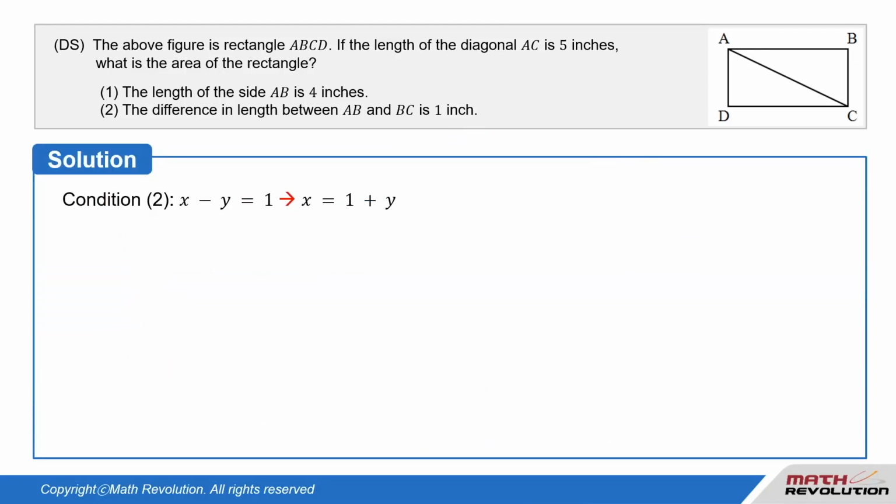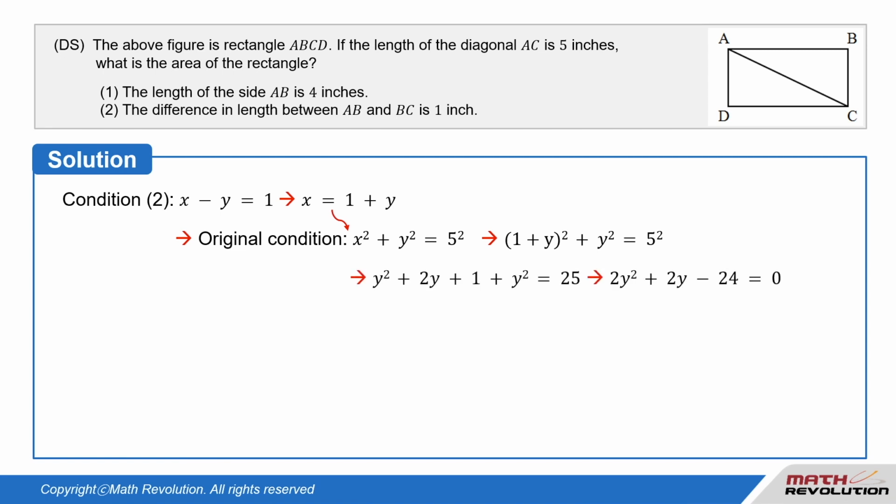Condition 2 tells us that x minus y equals 1, or x equals 1 plus y. Therefore, substitute y plus 1, or x, in x squared plus y squared equals 5 squared to get y plus 1 squared plus y squared equals 5 squared. Foiling out the brackets gives us y squared plus 2y plus 1 plus y squared equals 25, or 2y squared plus 2y minus 24 equals 0.